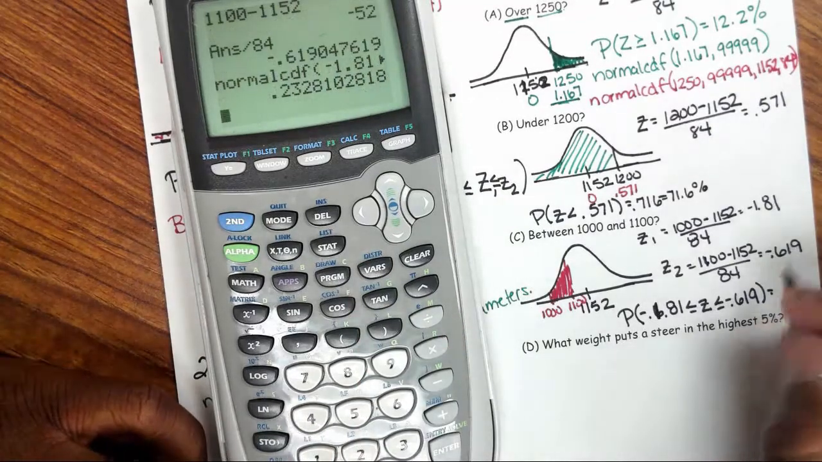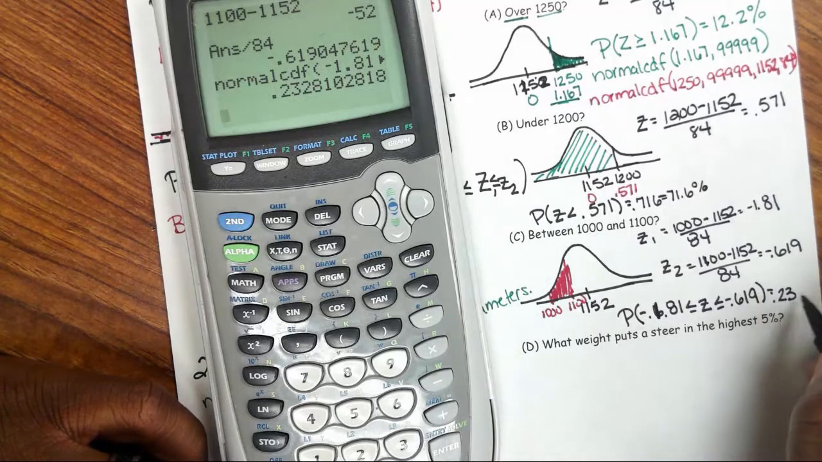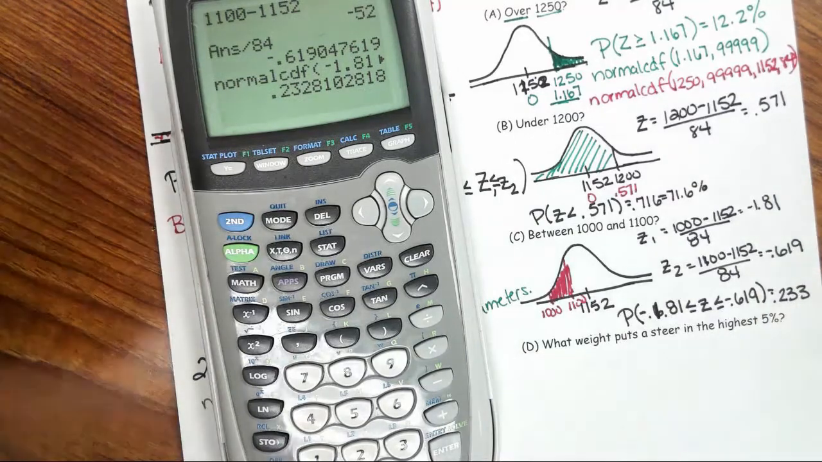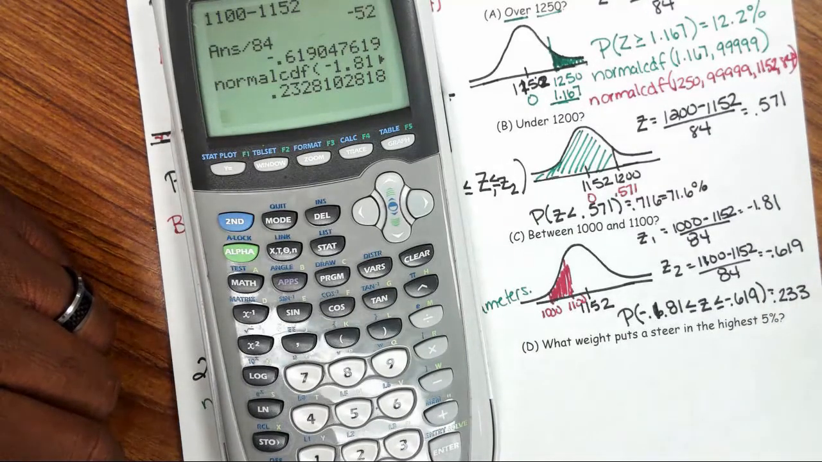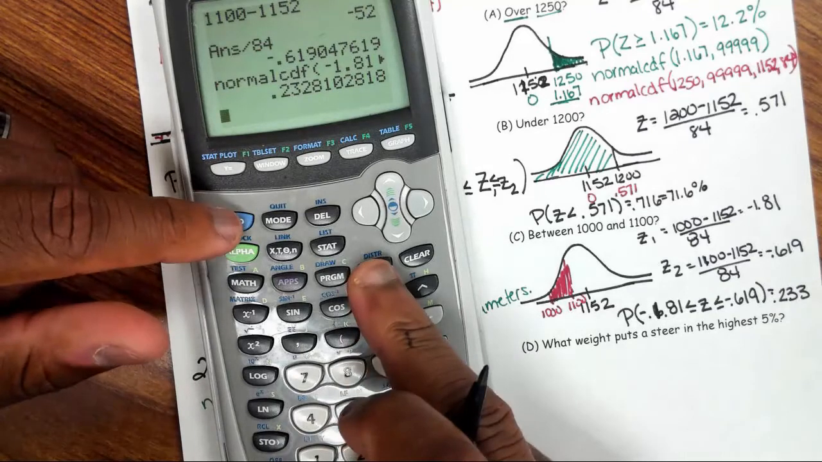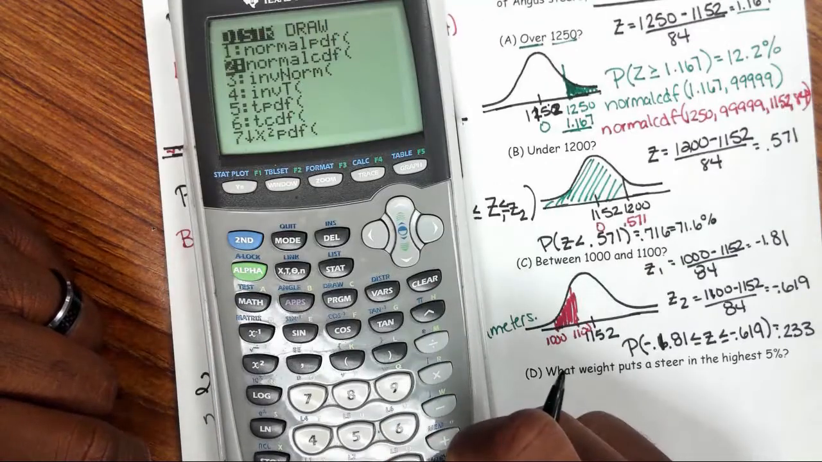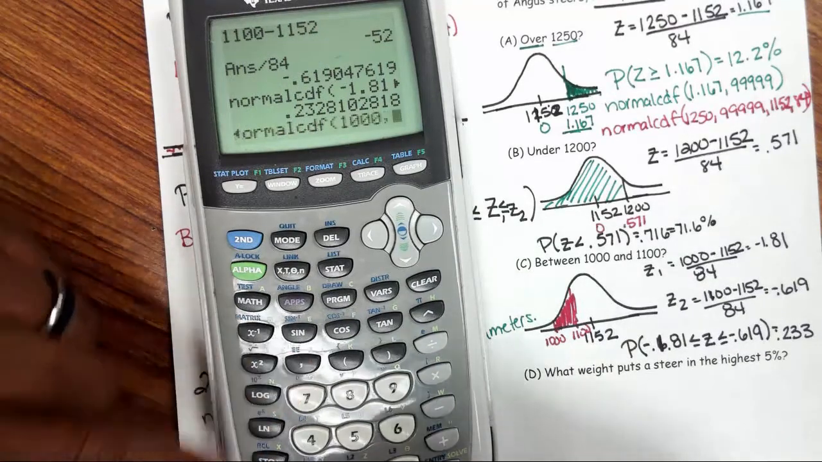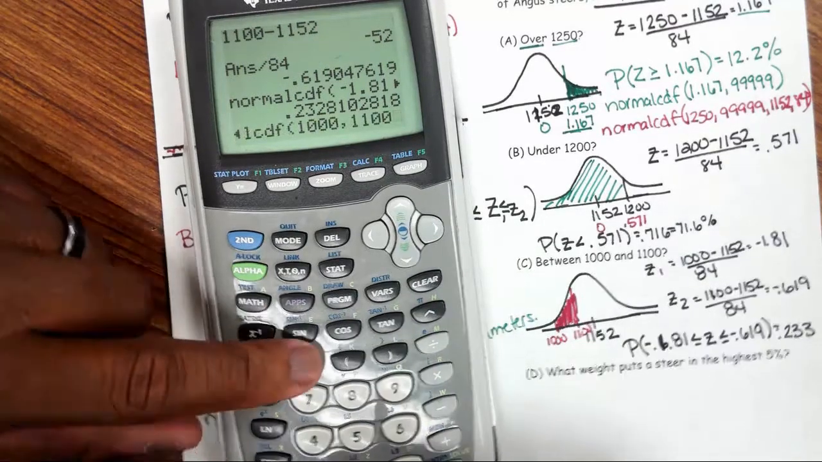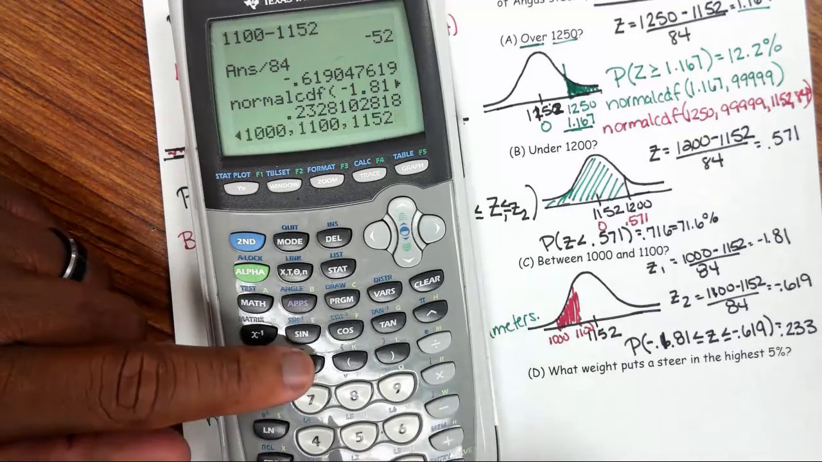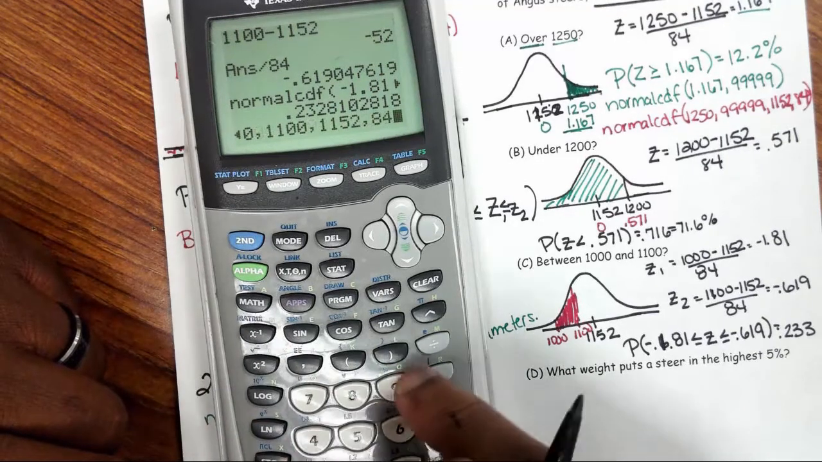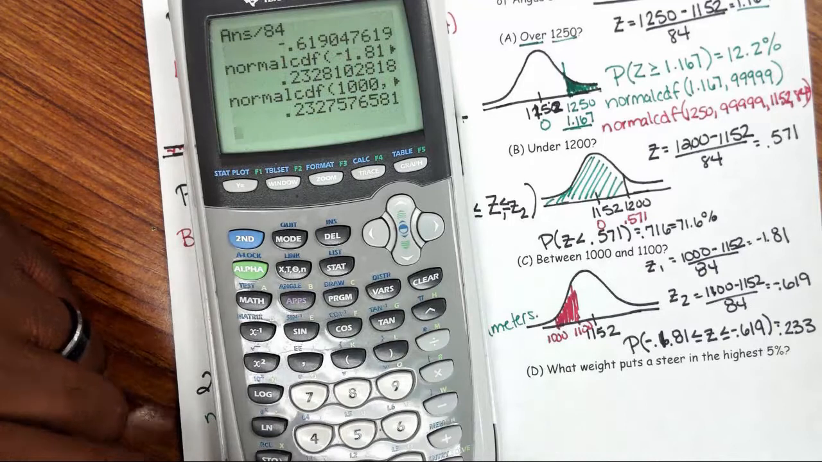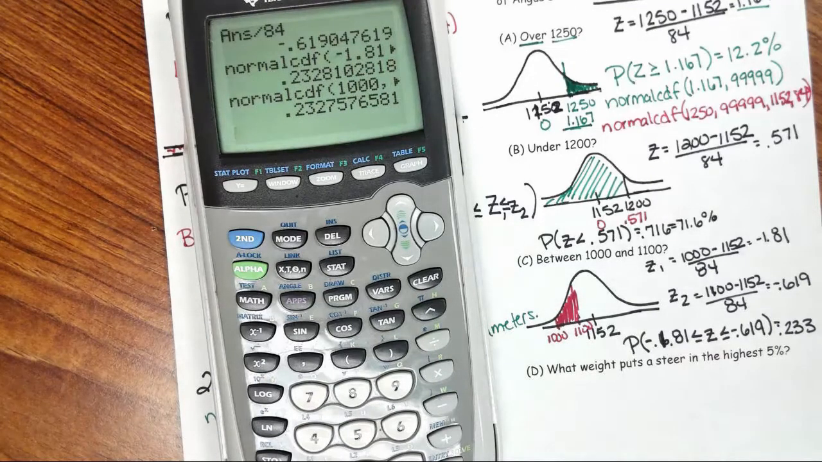And we get 0.233, which is about 23.3%. If you want to, without going through the z-score method, you can type in normal CDF. Your lower bound is 1,000. Your upper bound is 1,100. Your mean again is 1152. Your standard deviation is 84. Calculate that. You get about 23.3%.